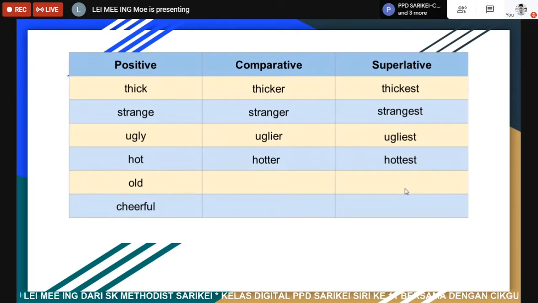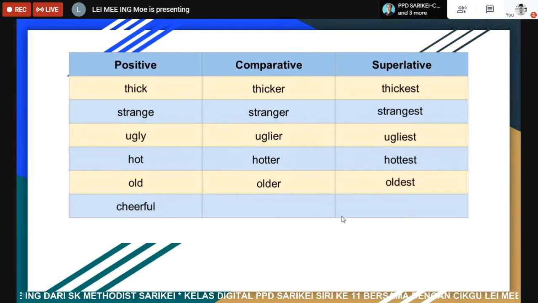5, 4, 3, 2, and 1. Yeah, the answer is older. So although this one is only one syllable, we don't have CVC over here, right? We have O is a vowel, so VC. So it doesn't fulfill the requirement for rule number 2. So we just plus ER. We follow rule number 1, older for comparative form. For superlative form, it will be oldest.